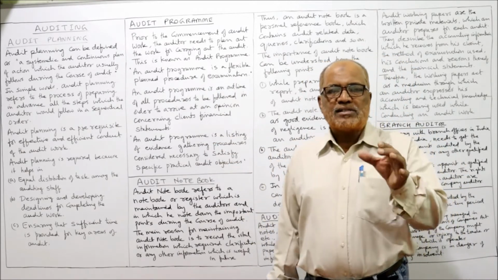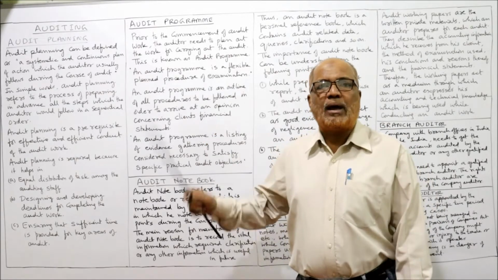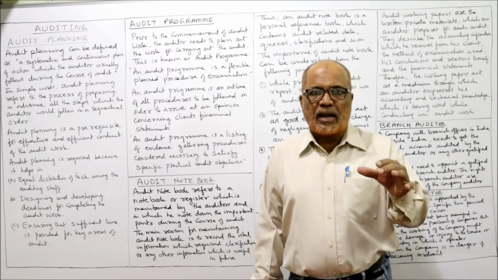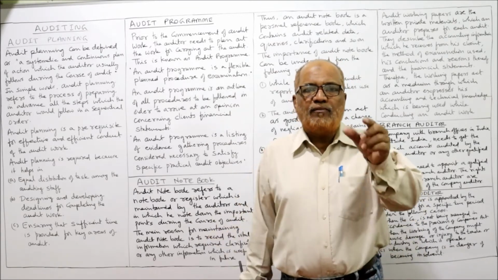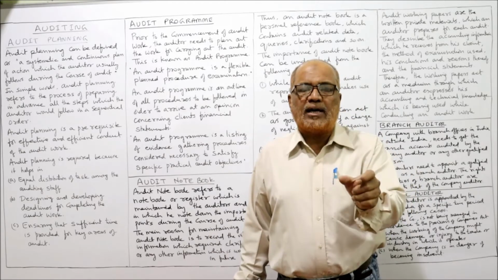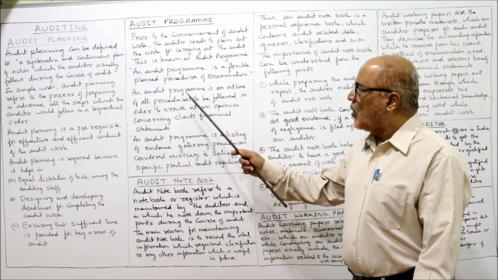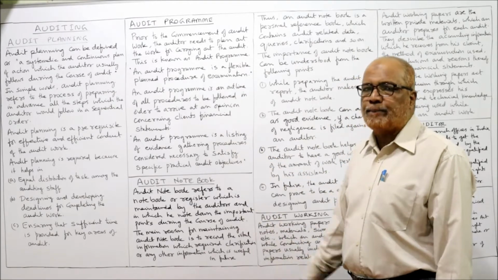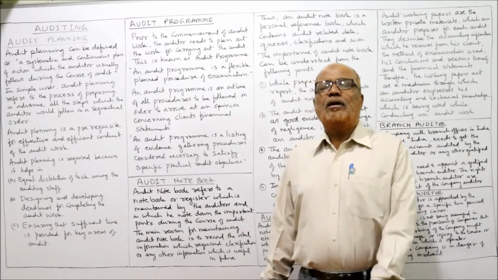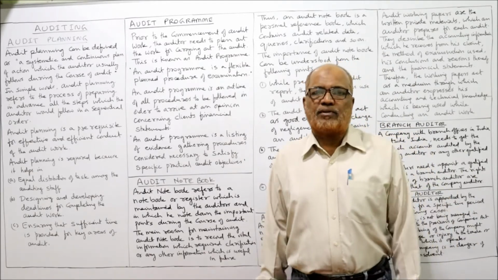Mainly for successfully completing the audit work, an audit program is needed. So in this audit program, we write down all the areas of activity and all the time required for each activity. An audit program is an outline of our procedure to be followed in order to arrive at the opinion. Ultimately, the objective of auditing is to give an opinion on the financial statements.